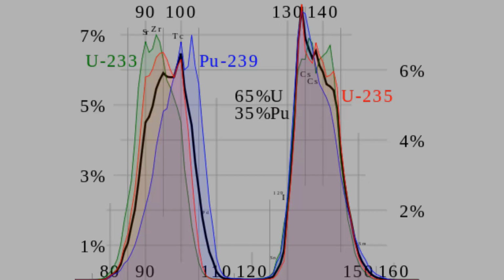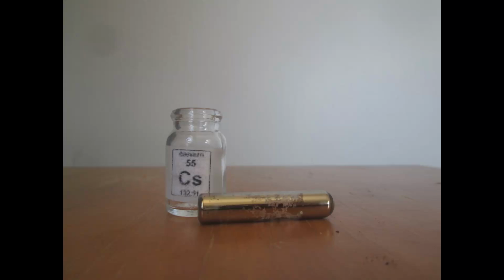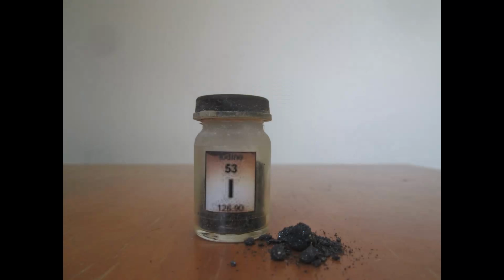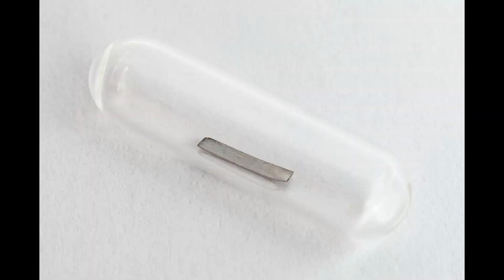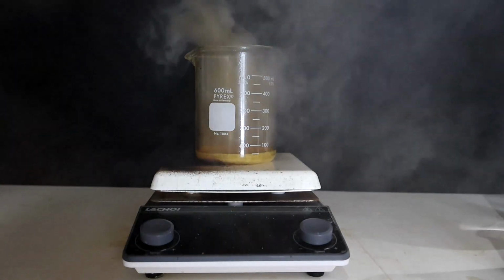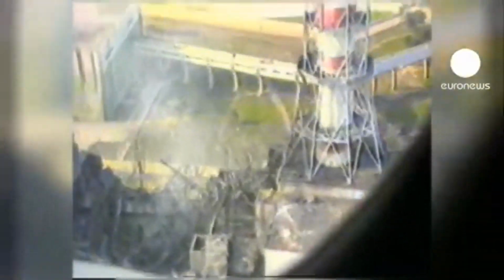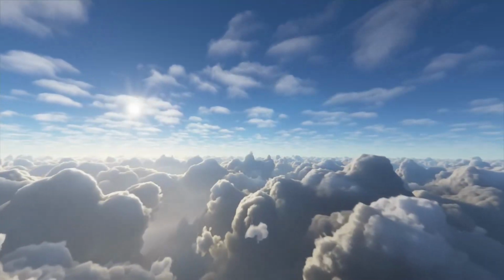Most of the fission products from the uranium-based reactor are distributed in these two areas of masses around 90 to 100 and about 130 to 150 AMU. In this area, we find cesium-137 and 134, strontium-90, iodine-131, xenon-135 and 133, technetium-99, and so on. All of them have relatively low melting and boiling points, so they will travel with the gases and smoke emanating from the smoldering reactor core. The wind carried them all over the world.